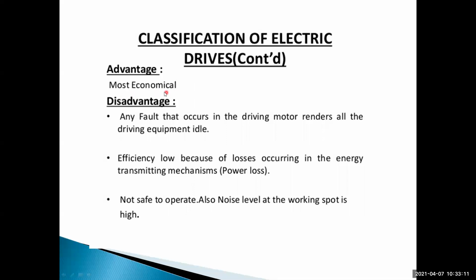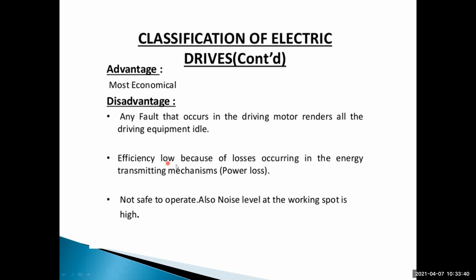Most economical. And disadvantages: any fault that occurs in the driving motor renders all the driving equipment idle. If any fault occurs on the driving motor, it renders all the driving equipment idle. So this is one of the disadvantages. Any fault on the motor, and the total system will be shut down.